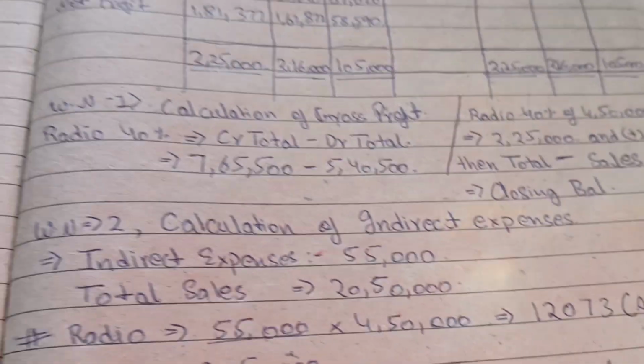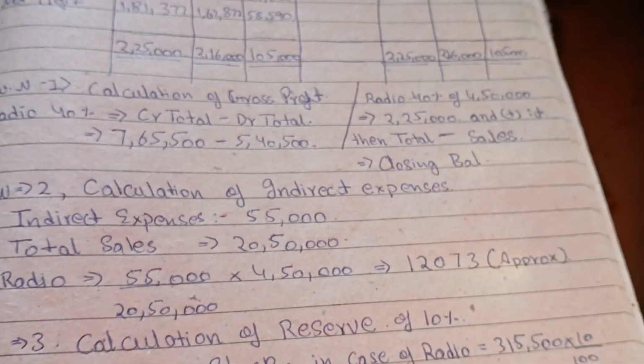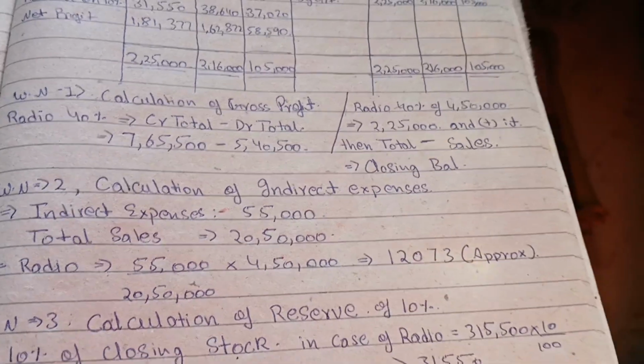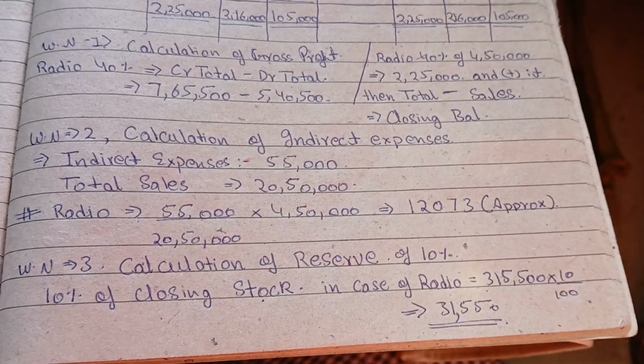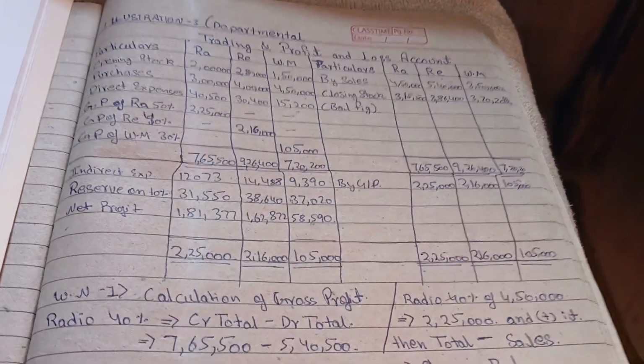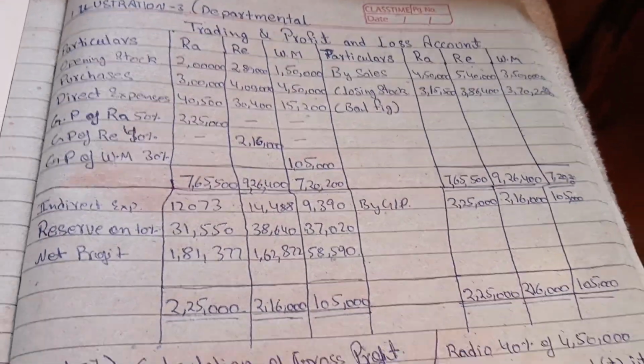Here's the total, and here's the working note. You can easily take it, and if you have any problem, just comment below and take a screenshot of this to easily understand the question. I hope you understand this question. Thank you.